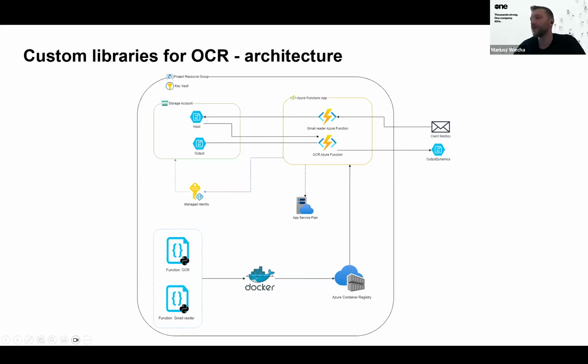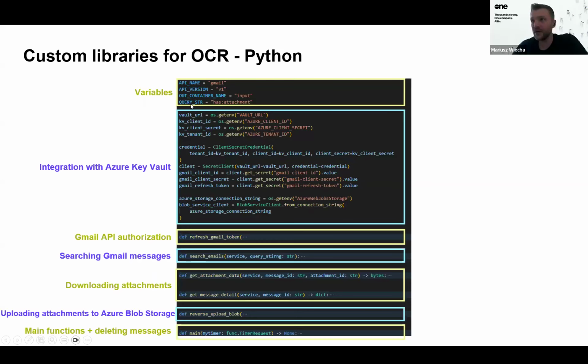Now I'd like to show you something about Python, how we create this Python code. At the beginning we have some variables, and for me the most important is the query string, which has an attachment query. It means that we take just the emails with attachments, so nothing more is important for this function.